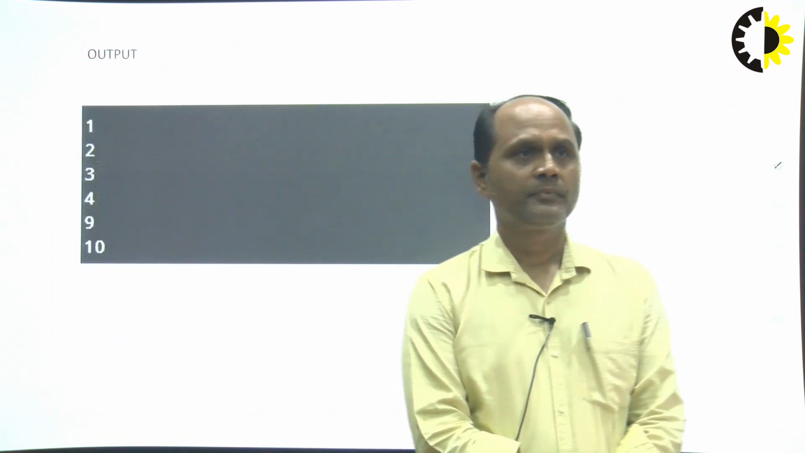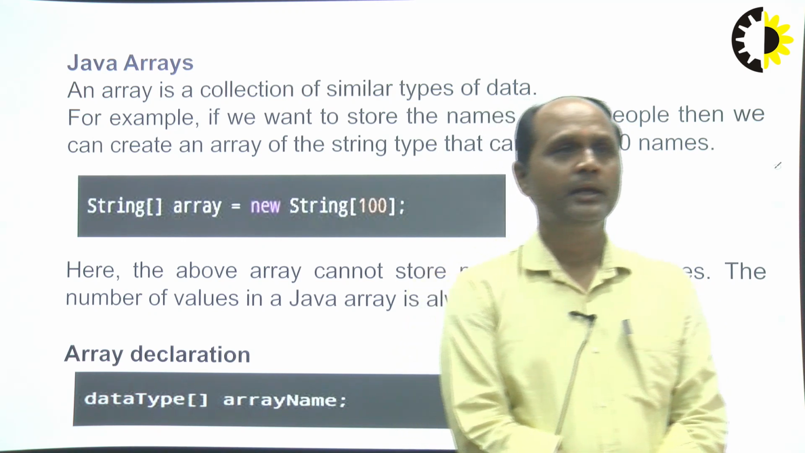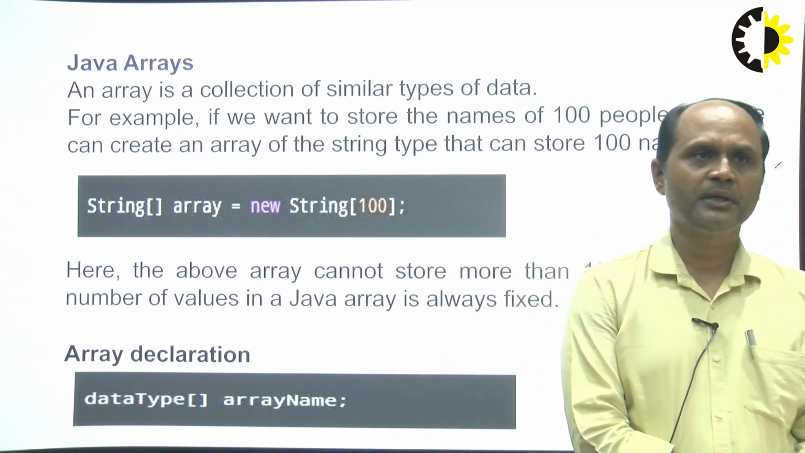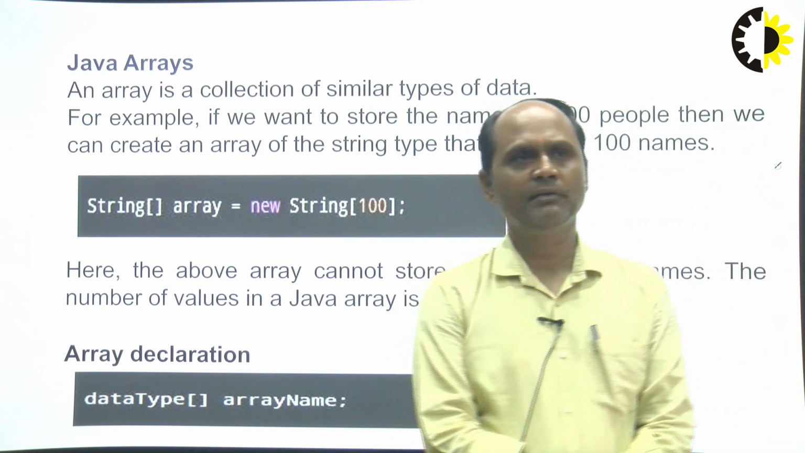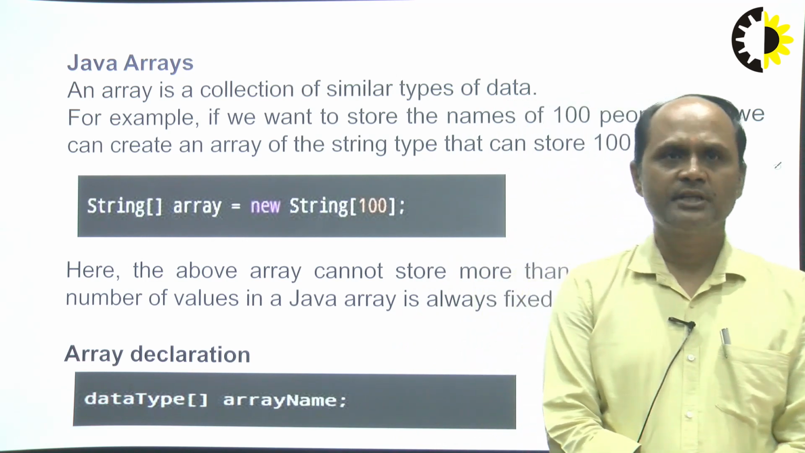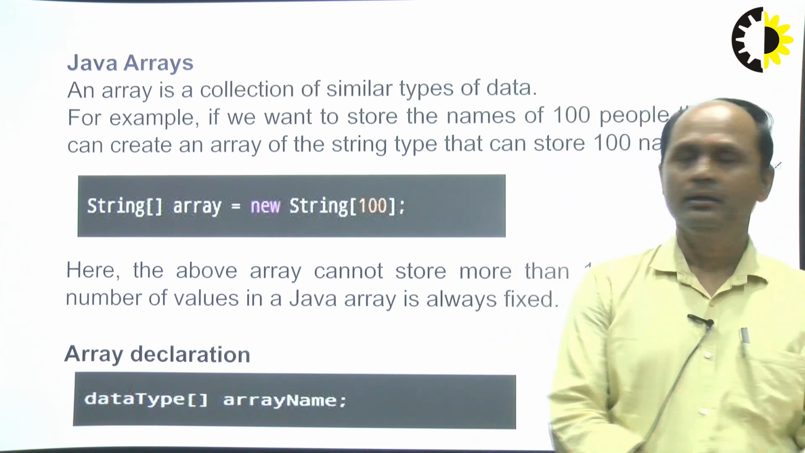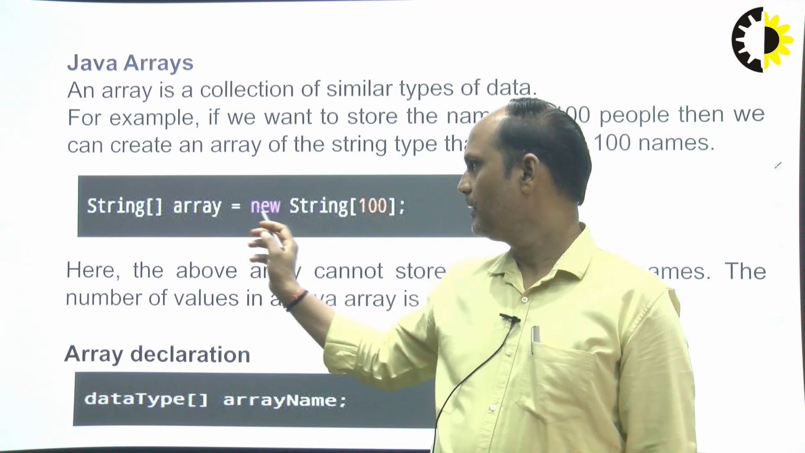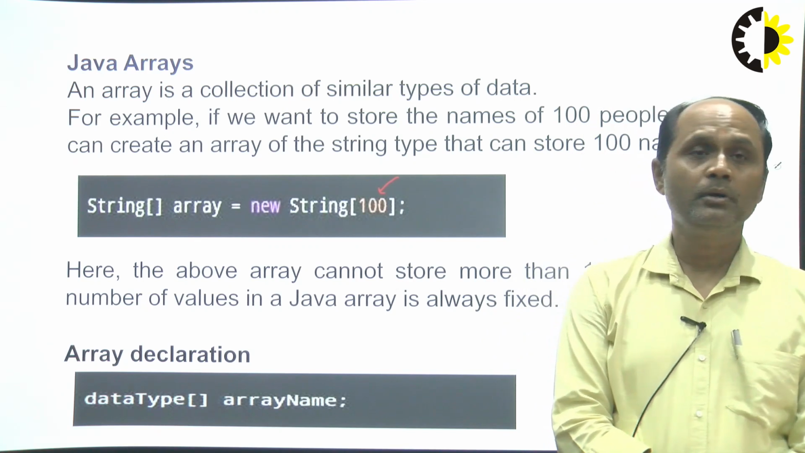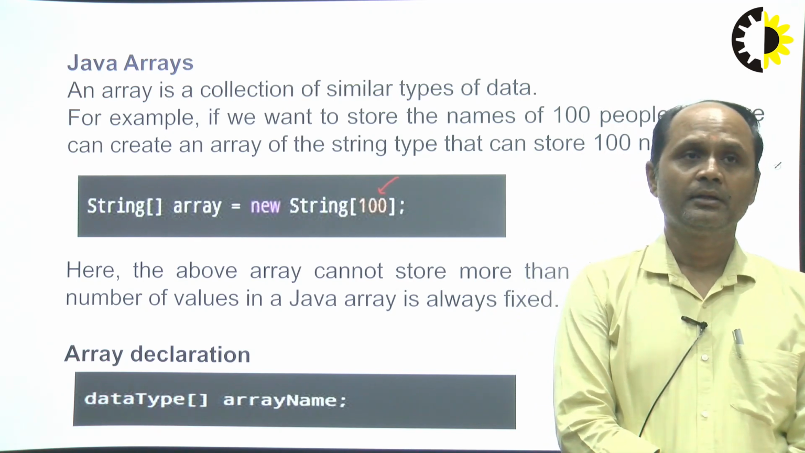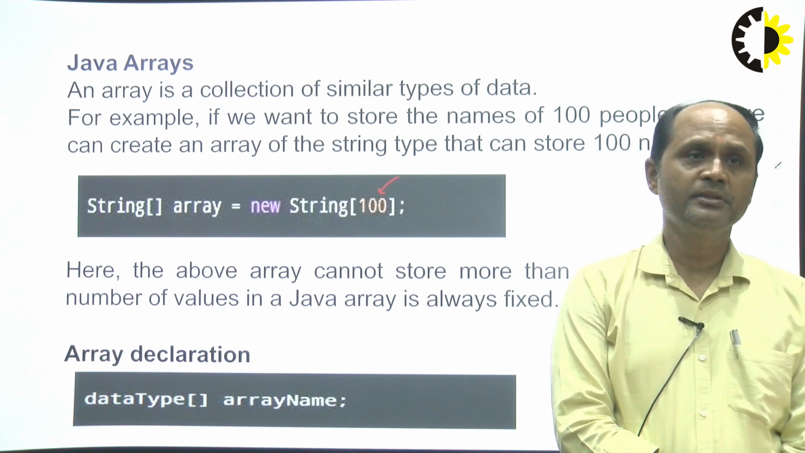Java program. Now we have moved on to the Java array. What is an array? An array is a collection of similar types of data. For example, if we want to store the names of 100 employees, we can create an array of string type that can store the 100 names. What is the basic syntax of that array? We can use String array, new String, and we define 100, that is the number of data items. Suppose in this example, we want to store 100 names in that array.